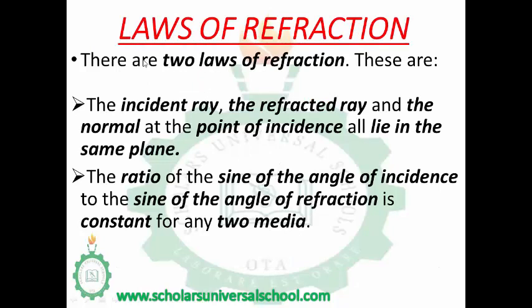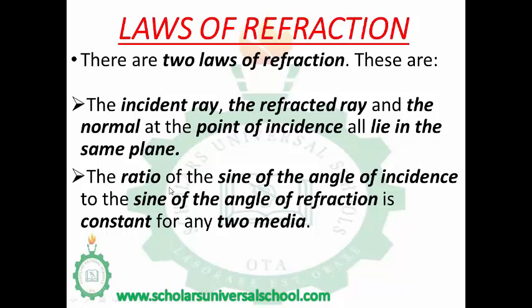Now, laws of refraction. There are two laws of refraction. The first: the incident ray, the refracted ray, and the normal at the point of incidence all lie in the same plane. If you remember the second law of reflection that we talked about in our last class, it says that the incident ray, the reflected ray, and the normal at the point of incidence all lie in the same plane. The difference here is just the refracted ray that is inserted. That is, the incident ray, the refracted ray, and the normal at the point of incidence all lie in the same plane.